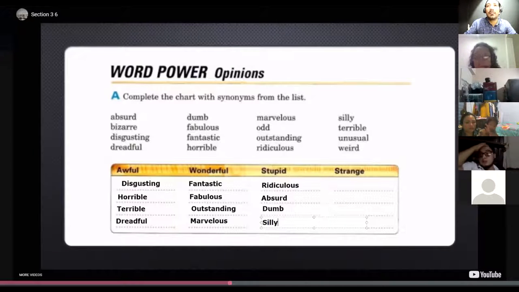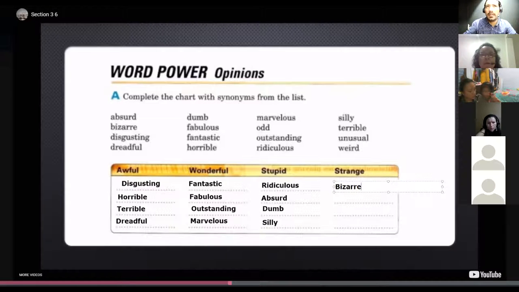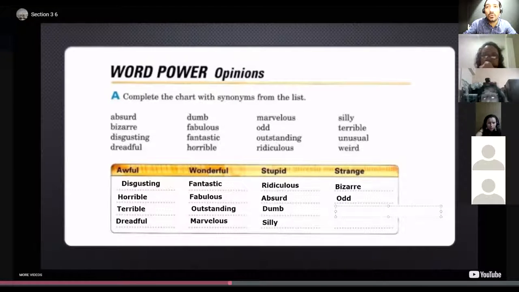Okay. Let's go with strange synonyms. Let's go in order. Bizarre. Unusual. Then you have odd. Okay. Unusual. And weird. Unusual and weird.